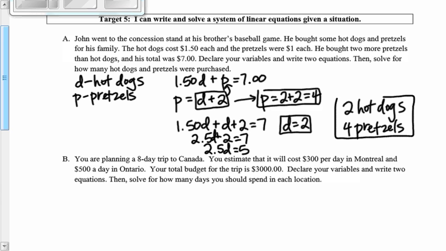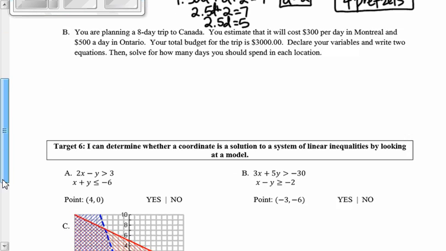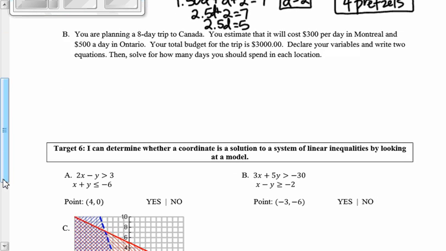And that would be my final answer. So same thing, just different situation here on B. We have an 8-day trip to Canada. It's going to cost $300 for a day in Montreal, $500 for a day in Ontario. We have our total budget, and then we're going to declare our variables to start with.